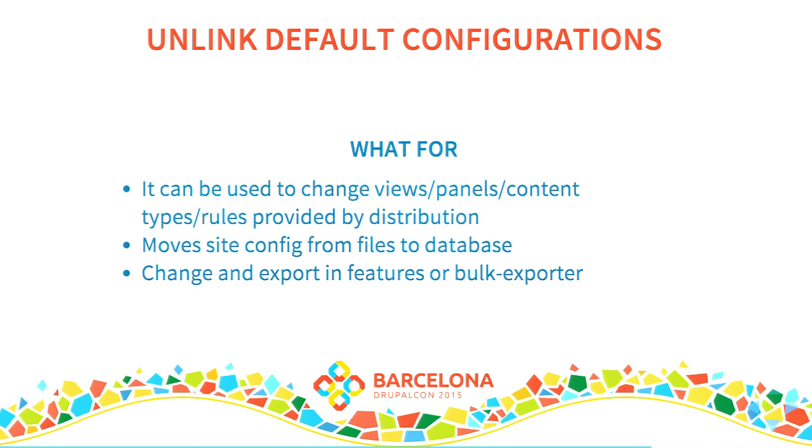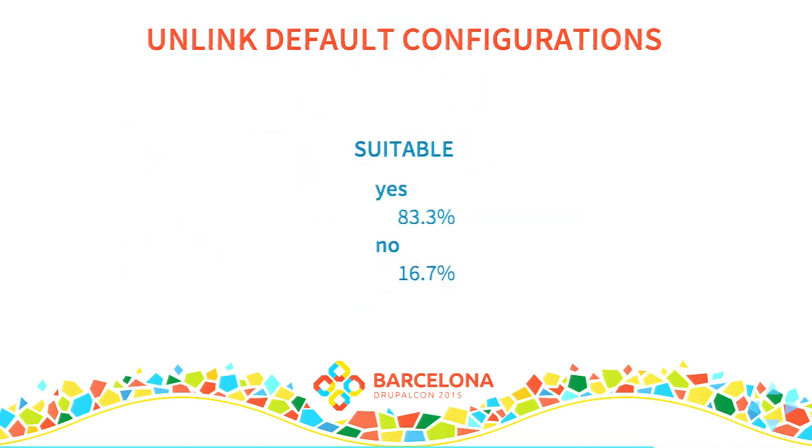Nothing happens in the feature itself, and this is the problem that we solve when we completely copy the whole view into the database, removing it from the, no, it's still in the code, but we ignore the code base then. We can then actually export it with a feature again, or with a bulk exporter. So our team, which actually developed this module, now likes the module because it actually solved our problem that we had with features and features overrides.